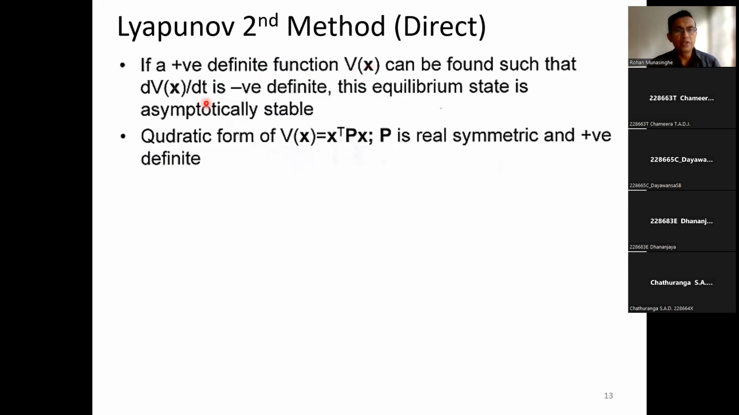Then you have to differentiate it, right? Once you differentiate it, you have to get a negative definite function. You start off with a positive definite function, and once you differentiate it, you get a negative definite. If that is the case, then we say the equilibrium state is asymptotically stable, which means wherever you start your journey from, you eventually come back to 0, 0. The convergence to 0, 0 is guaranteed.